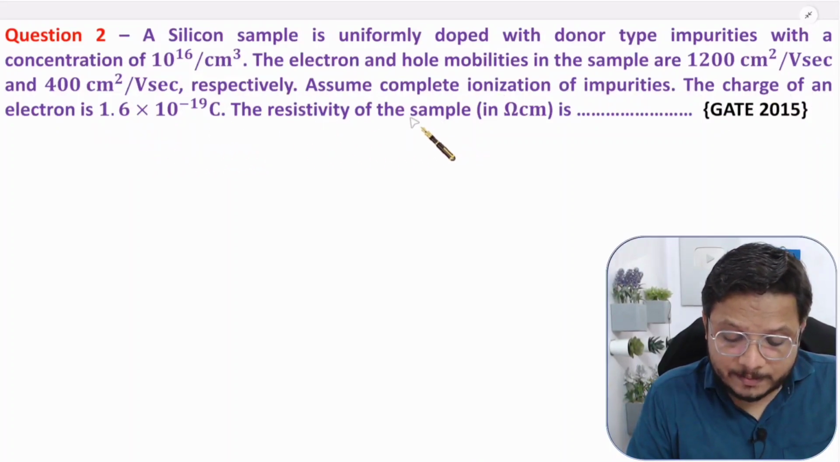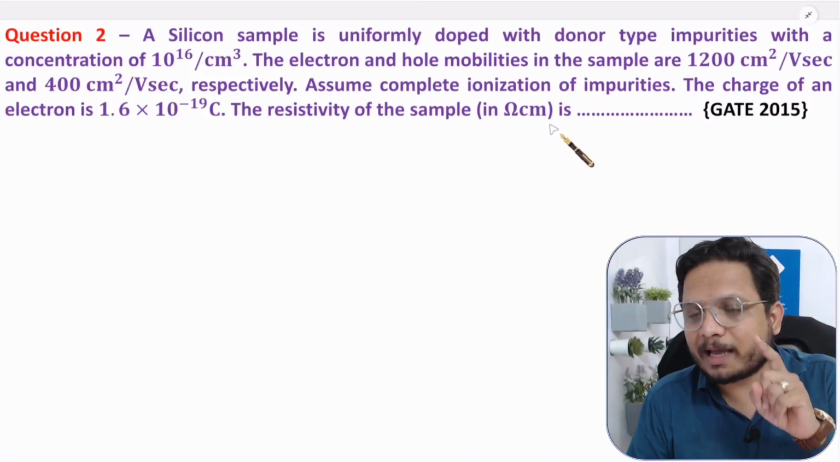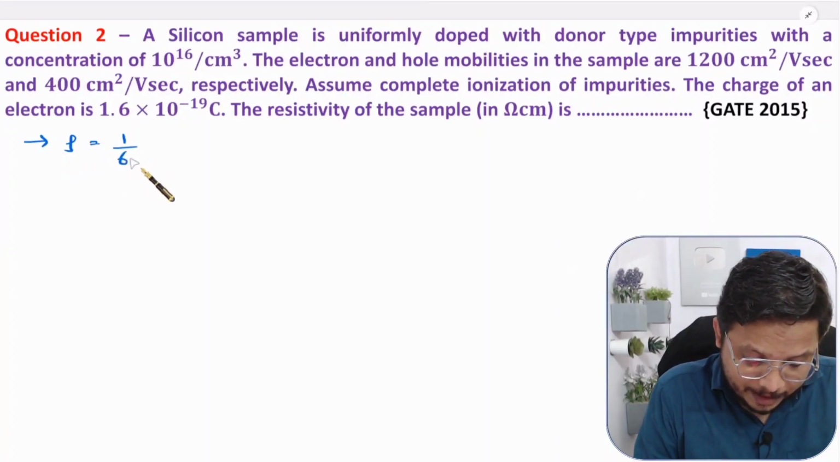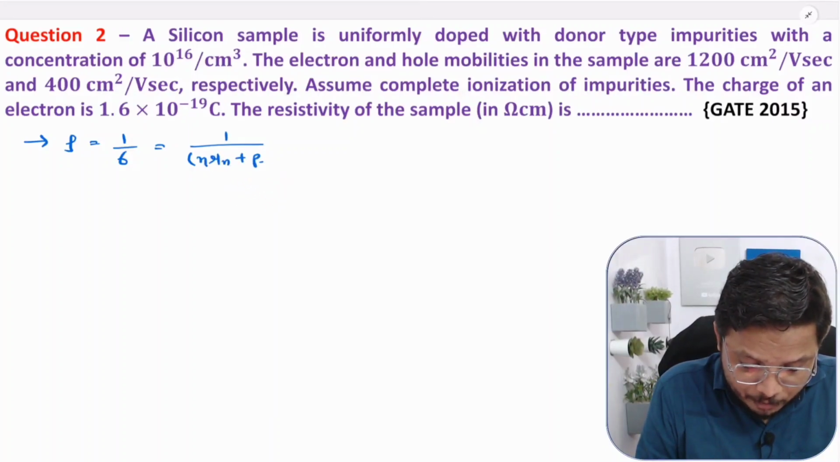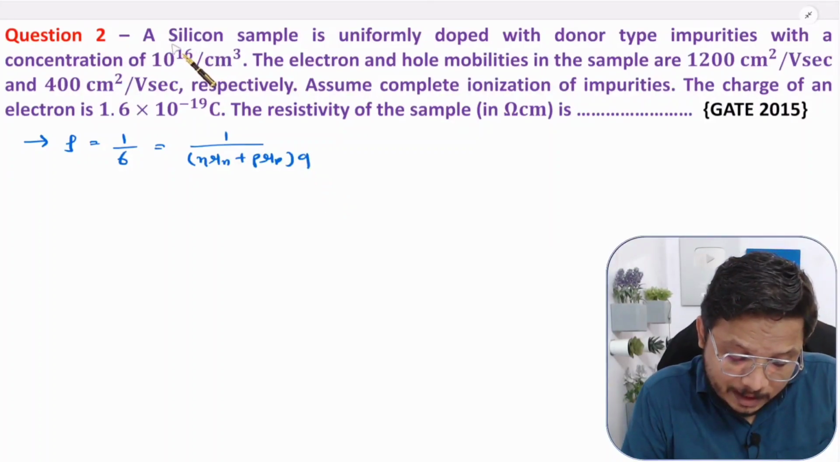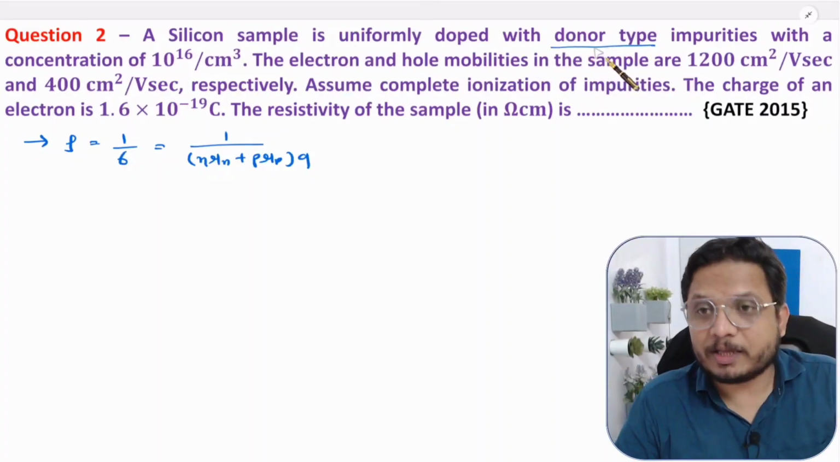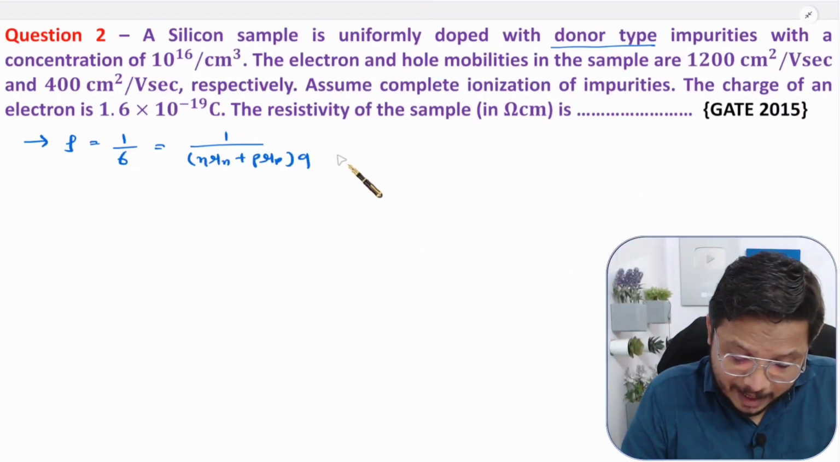The resistivity of the sample is, so we are dealing with finding resistivity. Here we are not calculating resistance. Remember, here we are calculating resistivity. So what is resistivity? Resistivity is rho, and that is 1 by conductivity. And conductivity that we have derived in my theory video is n mu n plus p mu p into charge. Now here you see the silicon sample is doped with donor type impurity, right? So when you dope it with donor type impurity, the silicon will be n type. So here we have n type silicon.